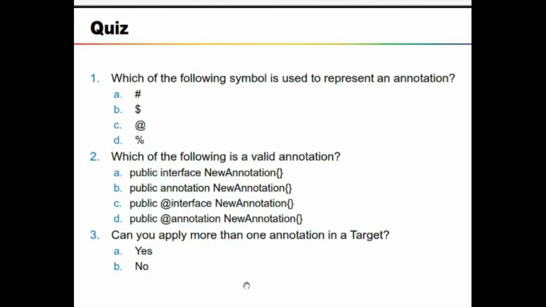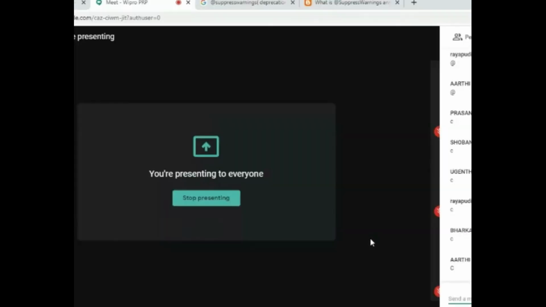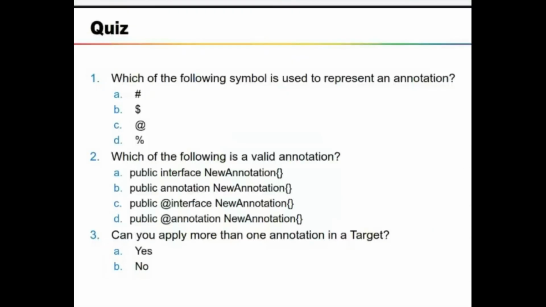Next, which of the following symbol is used to represent an annotation? This you know. Option C. Second one, which of the following is a valid annotation? You can see the four options. Option A, interface NewAnnotation. Option B, annotation NewAnnotation. Option C, public @interface NewAnnotation, and the last, public @annotation NewAnnotation. Which of the following is the correct syntax? C. Yeah, fine.